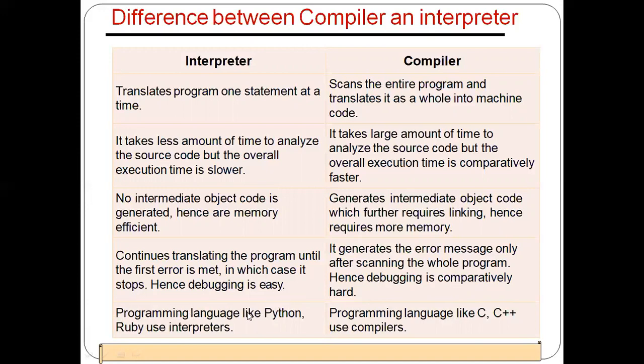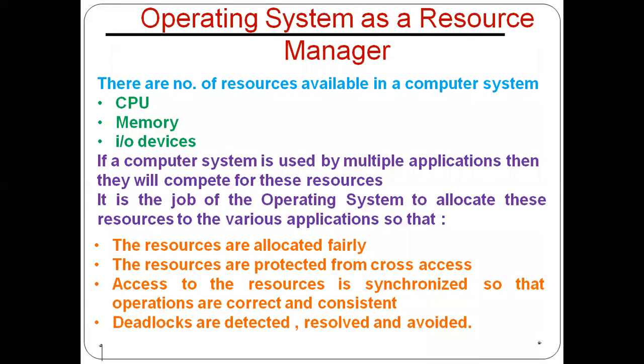Programming languages like Python and Ruby are interpreted languages, and programming languages like C and C++ are compiled languages. So this is a very important topic.